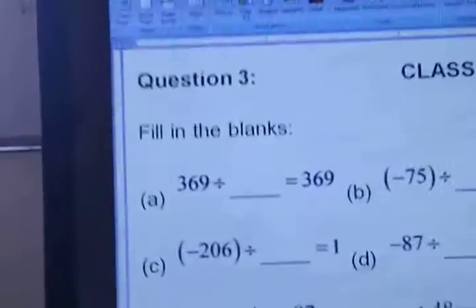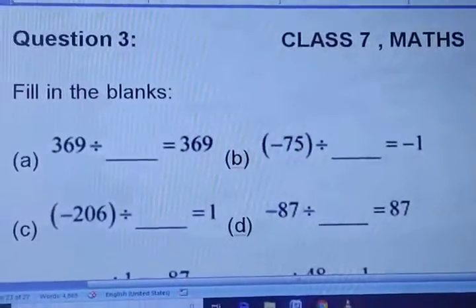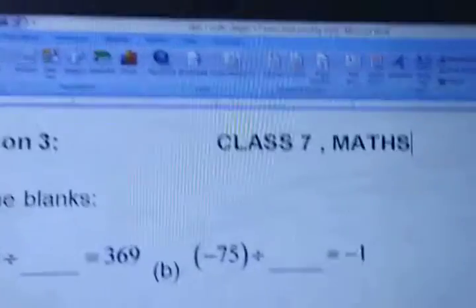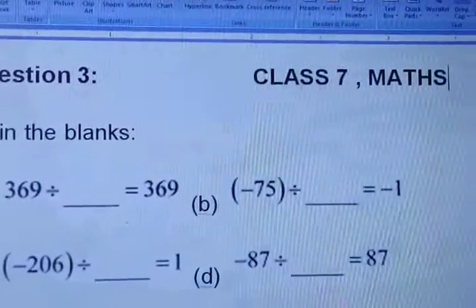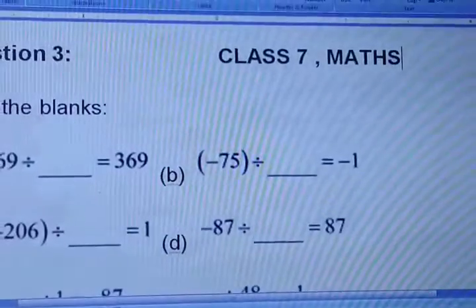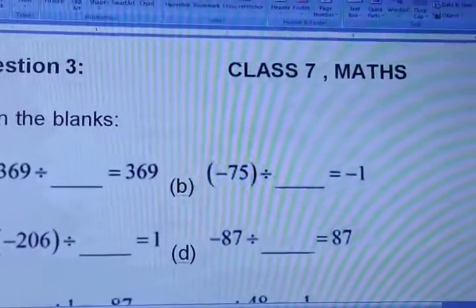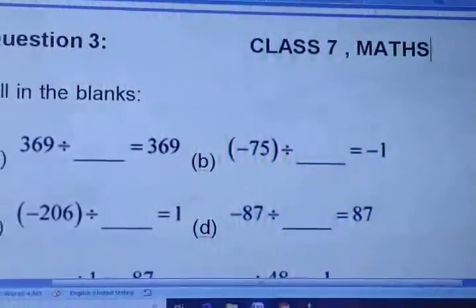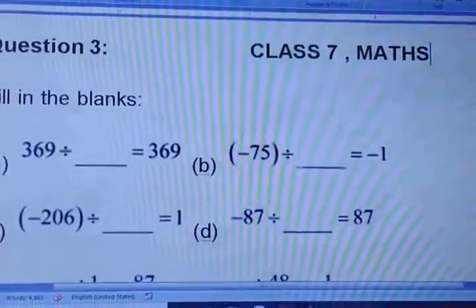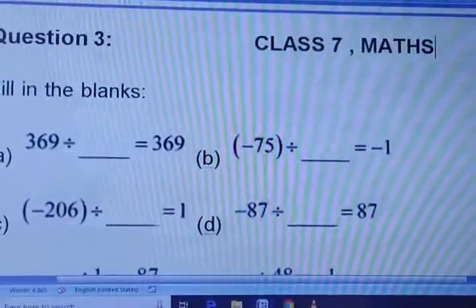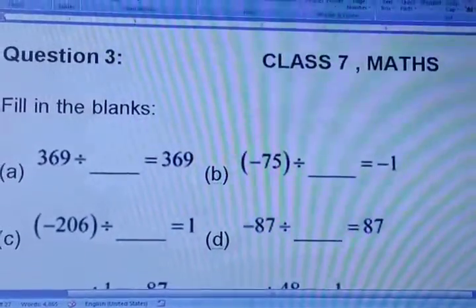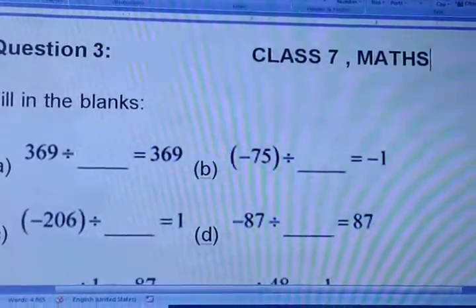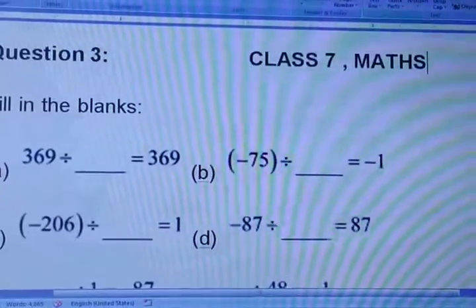You can see here in 369, if we divide 369 by 1, then what will be the answer? Can you tell me? 369 divided by 1 is equal to 369. Minus 75 divided by 75 is equal to... 75 ones are 75, since the upper is minus 75, that's why minus 75 divided by 75, the answer will be minus 1. Third one is minus 206 divided by which number, so the answer will be 1. So minus 206 will be divided by 206, your answer will be 1.